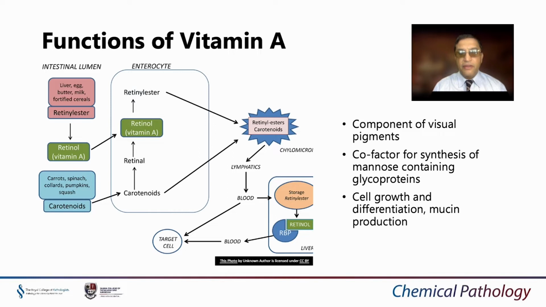The three key functions of vitamin A are in vision. They are components of the visual pigments. They also act as cofactors for the synthesis of mannose-containing glycoproteins. And thirdly, they are responsible for cell growth and differentiation, as well as mucin production.